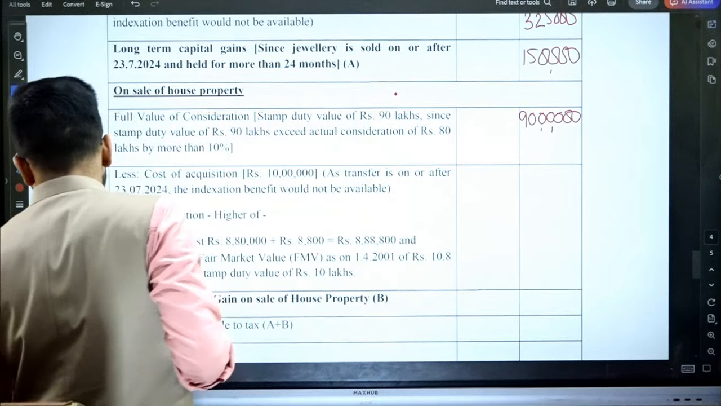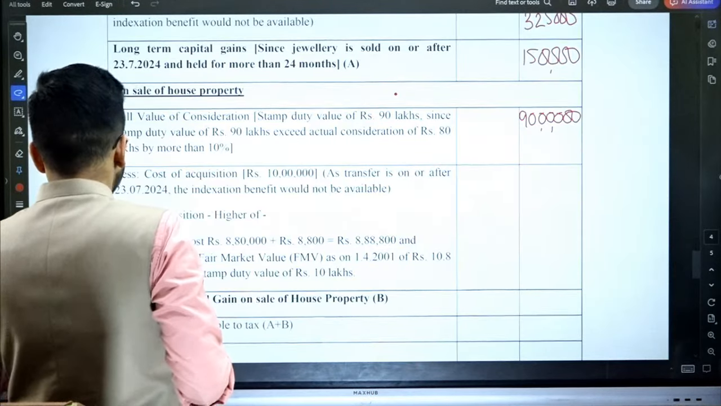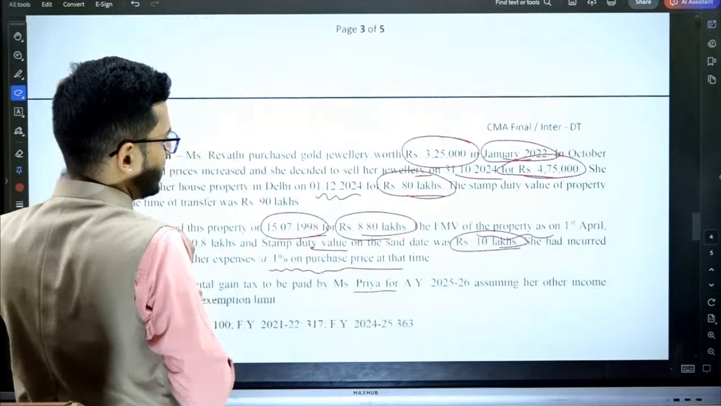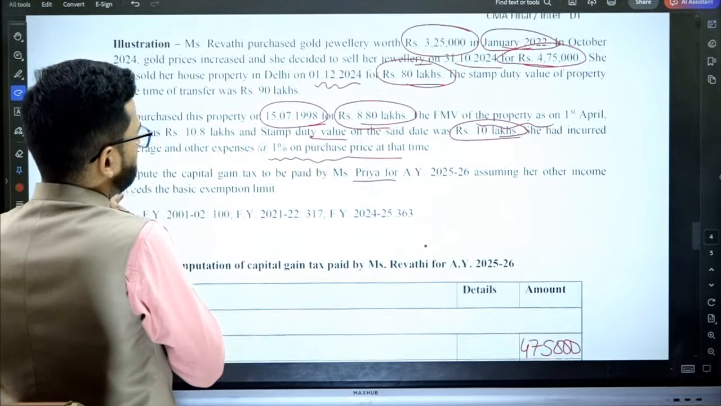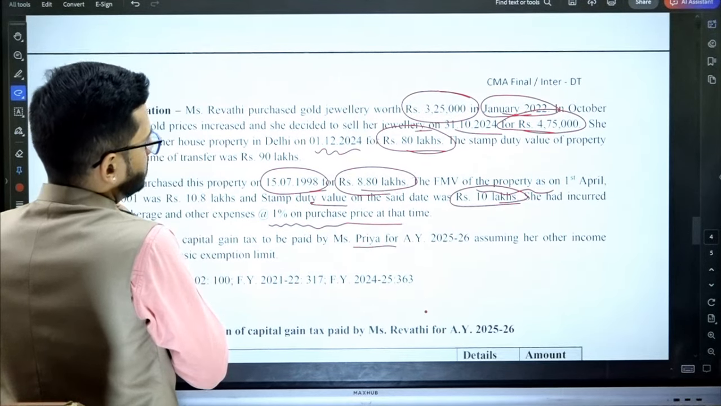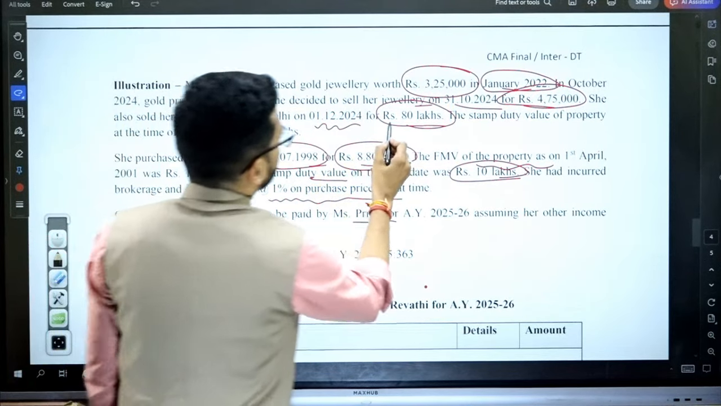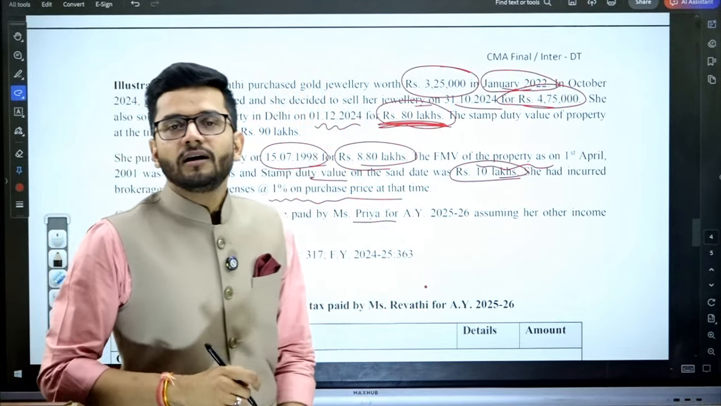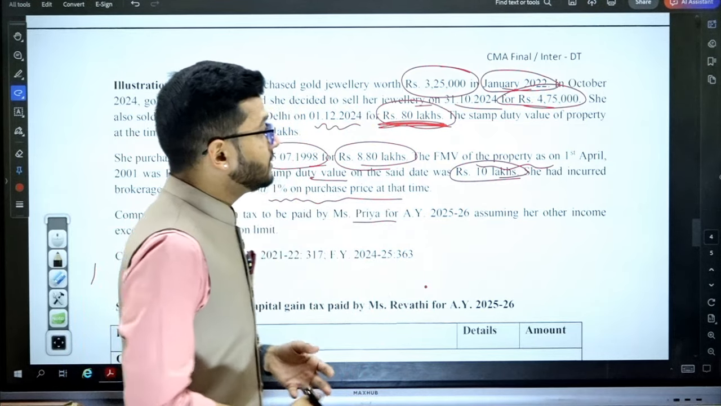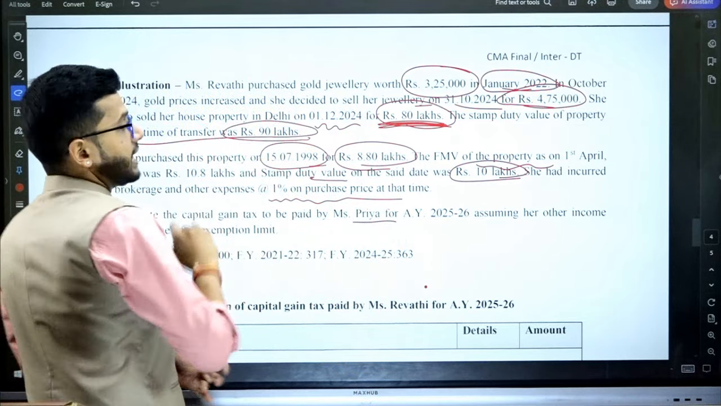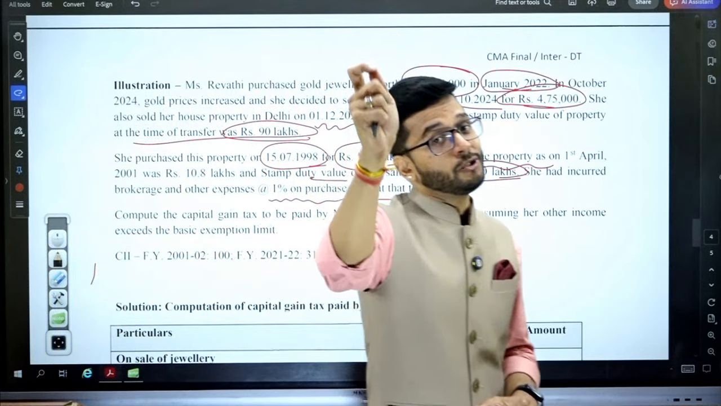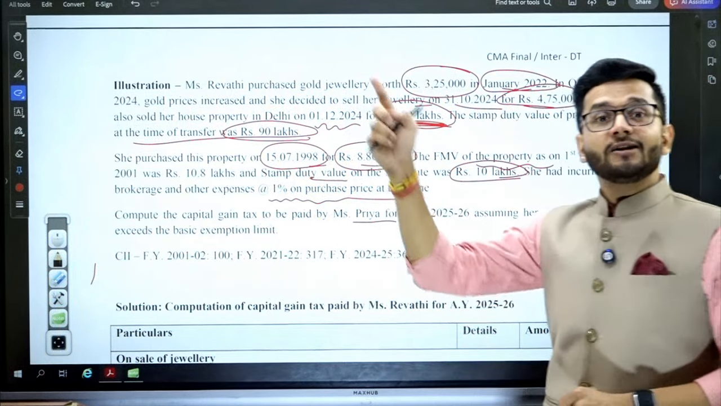But there's one very important fact which is required to be noted over here. Although the property has been sold at the rate of 80 lakh rupees, the stamp duty value of the property at the time of transfer was 90 lakhs. This is the point to be noted over here. Stamp duty value is 90 lakhs.